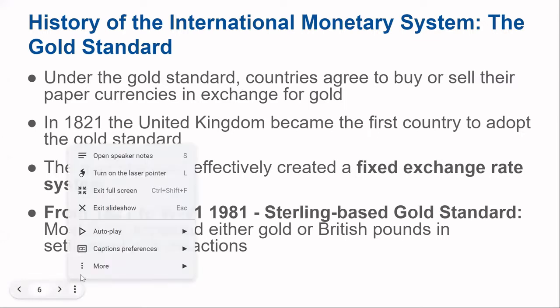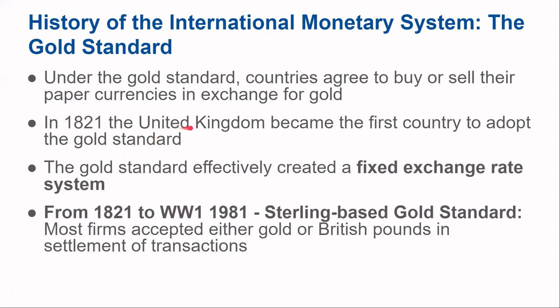The United Kingdom, why the United Kingdom? Well, the United Kingdom was the world's superpower at that time. So the UK adopted the gold standard, and this was followed by Russia, Austria, Hungary, France, Germany, and the US. This gold standard effectively created the first monetary system, which is a fixed exchange rate mechanism.